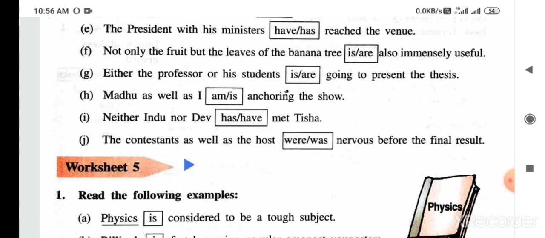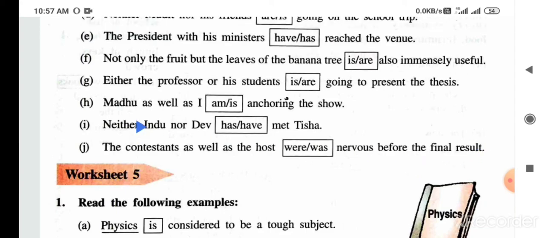द कंटेस्टेंट्स एज वेल एज द होस्ट वर, द कंटेस्टेंट्स ये फर्स्ट एज वेल एज यूज़ हुआ है. द कंटेस्टेंट्स जो है वो फर्स्ट नाउन है तो इसके अनुसार ही हम वर्ब को चूज़ करेंगे. द कंटेस्टेंट्स एज वेल एज द होस्ट वर नर्वस बिफोर द फाइनल रिजल्ट.